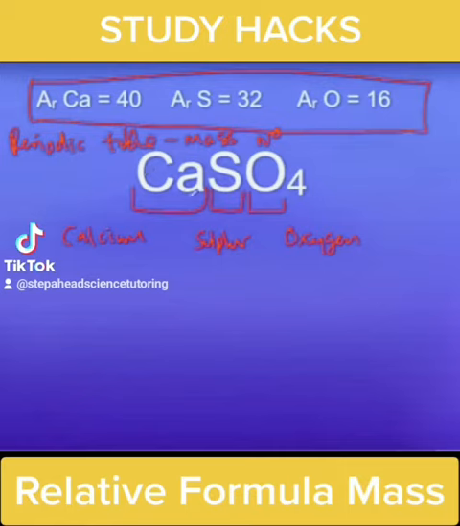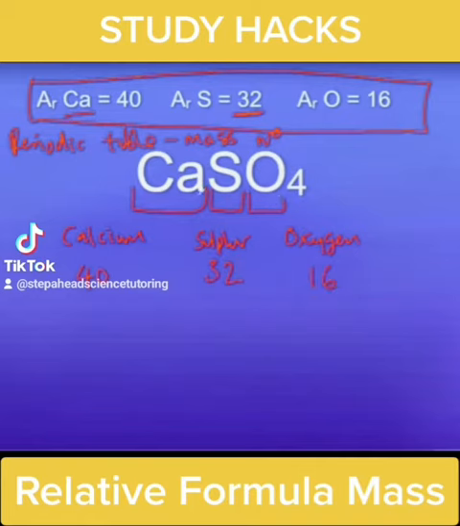Then we look at the periodic table and think, what's the mass number of calcium? So can you look up here, because we've got this information up here, but if we didn't have it up here, we would use our periodic table. So here it tells us the calcium's mass number is 40, so we write 40. Sulfur's mass number is 32, and oxygen's mass number is 16.